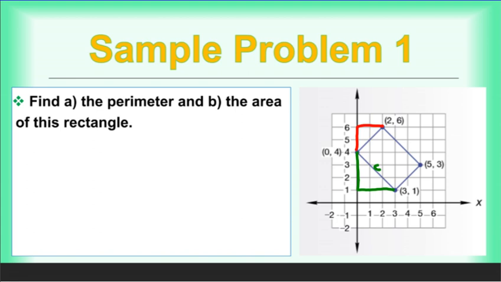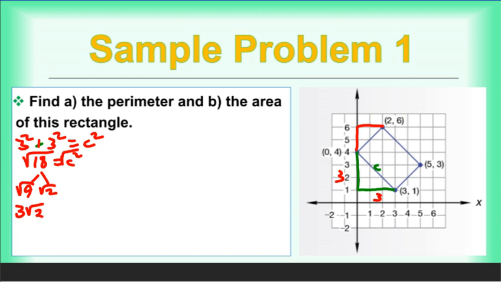So here we have 1, 2, 3. This one, 1, 2, 3. So we would have 3 squared plus 3 squared equals c squared. 9 plus 9 is 18 equals c squared. To undo a square, we find the square root of both sides. This would be the square root of 9 times the square root of 2, which would give us 3 square root of 2. So this side length is 3 square root of 2.